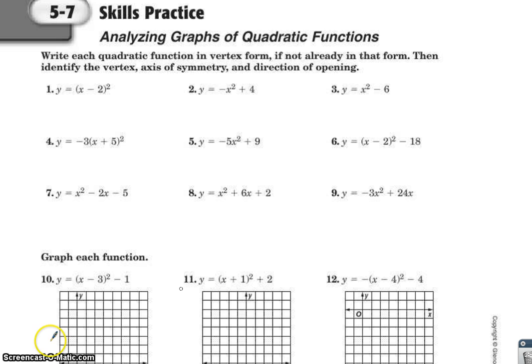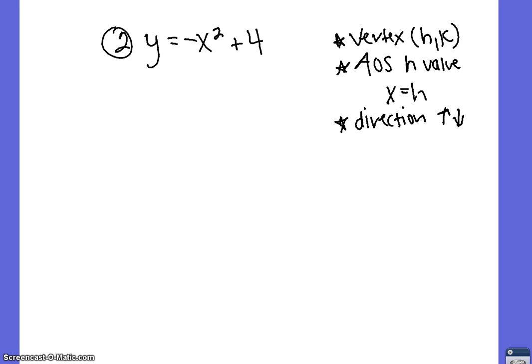So let's look at example number 2. Problem number 2 says I have y equals negative x squared plus 4. So guys, remember that my vertex is (h, k). In order for me to find my axis of symmetry, it's the h value, and for the direction it just wants to know, does my graph open up or down. So here's how we're going to work problem number 2.